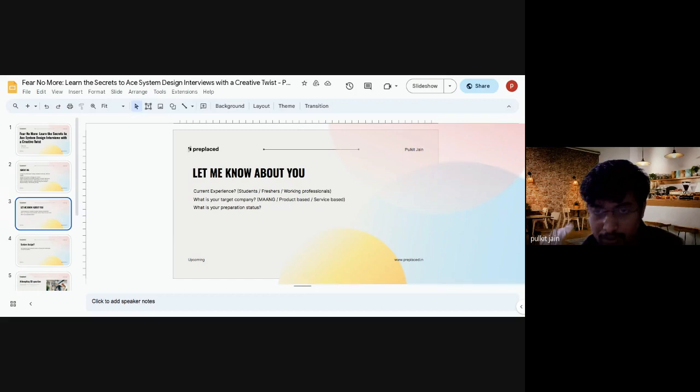And in the machine coding round, let's say 10 candidates are shortlisted, and the interviewer will give a problem and your screen would be shared, and then you have to code it on your IDE. So that's the difference between machine coding and online assessment.